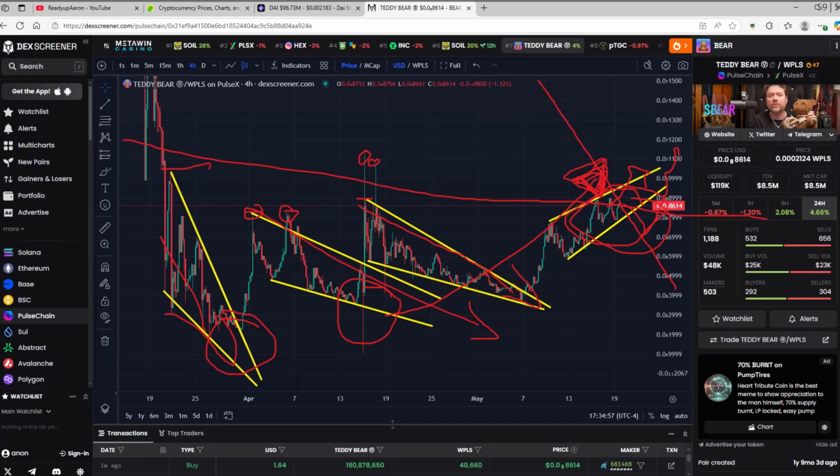I don't give any financial advice. I just want to show you what's going on here with the chart. Keep it simple, keep it fun. This is Teddy Bear. Remember, I'm not a financial advisor. I'm not a professional, any of that kind of stuff. Trade at your own risk, and there you have it.